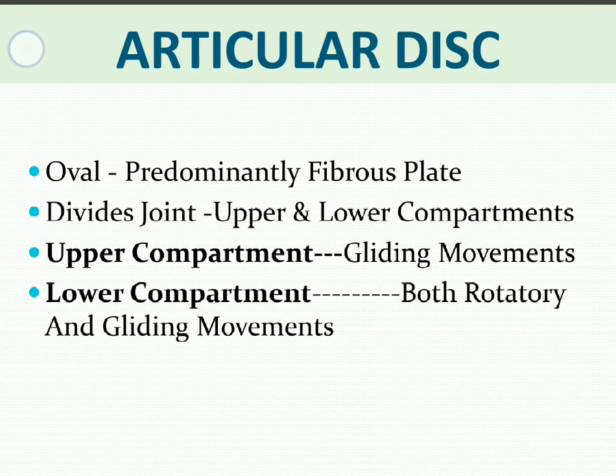Articular disc of the temporomandibular joint. So there is an oval fibrous plate. It divides the joint into two compartments, upper and lower. In the upper compartment only gliding movements take place, meaning the bone just slides, it just glides. But in the lower compartment both the rotatory and the gliding movements are taking place.